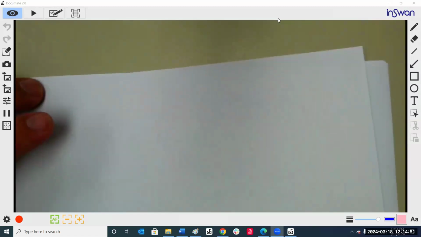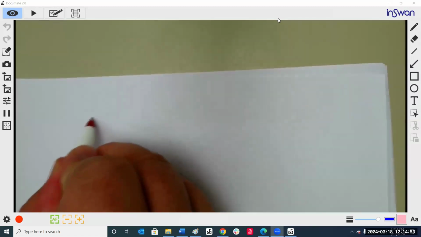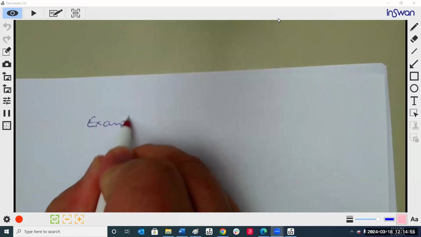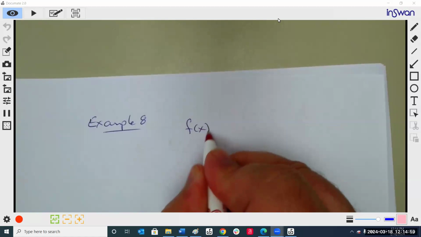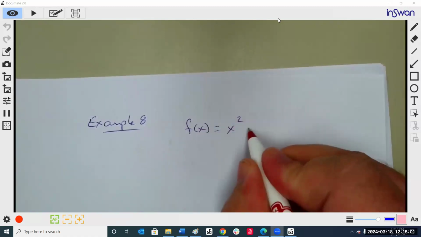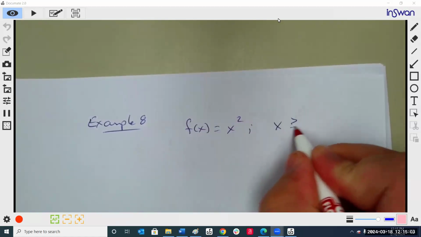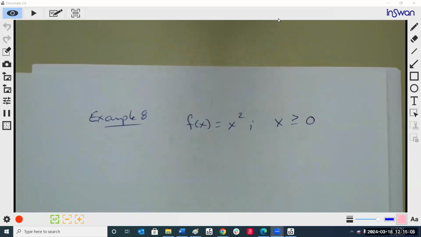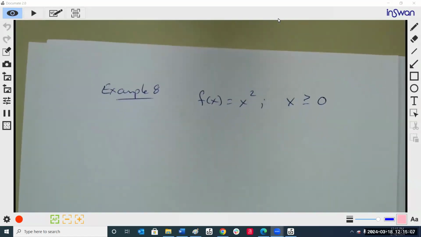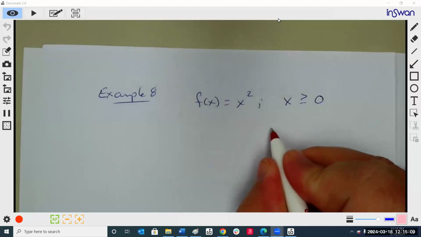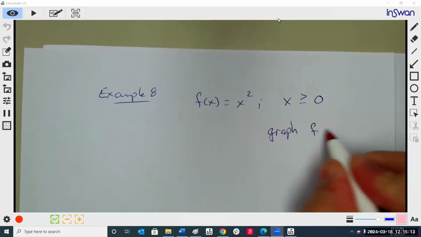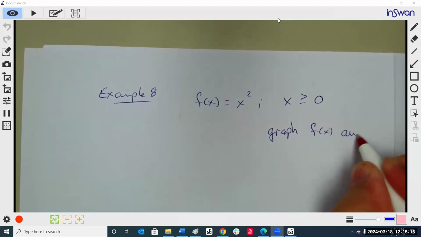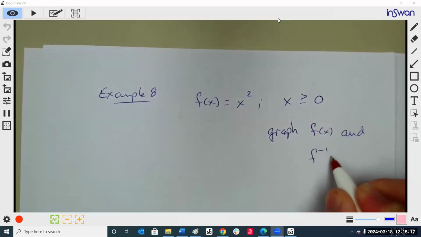With that, that's what example 8 is about. Example 8 says you have a function f of x equals x squared, but the only x's I want are x greater than or equal to 0. Graph f of x and f inverse of x.